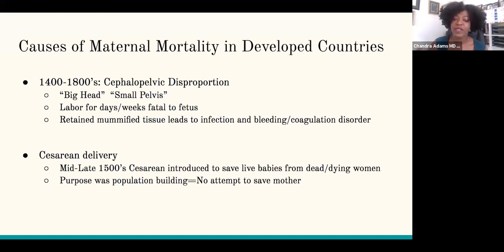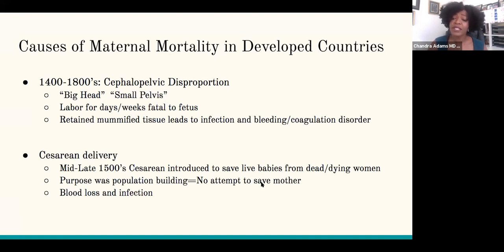The purpose back then was population building. So there was no real attempt to save the mother. It was just whether or not the mom's condition drove the procedure. If we thought, well, we're not really going to be able to save mom, let's see if we can at least save baby.